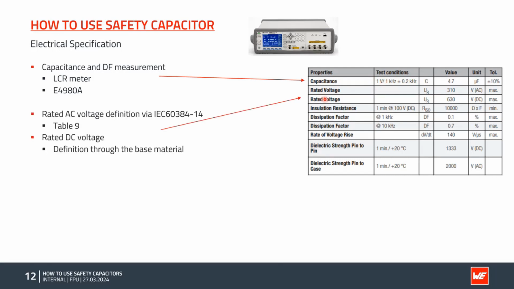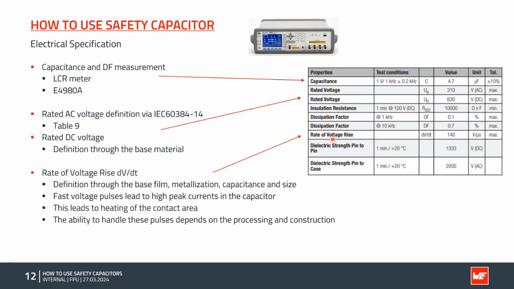The rated voltage, what I mentioned here, we say rated voltage here is 310 volt AC, and we have also a DC rating, 630 volt. This comes from the base material. So the DC voltage comes from the base material. What is the base material capable of handling? And the AC voltage is defined in the IEC standard or UL standard. So the 60384-14, this is our working standard.